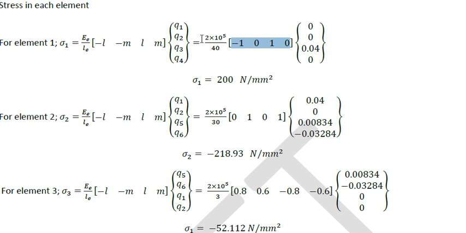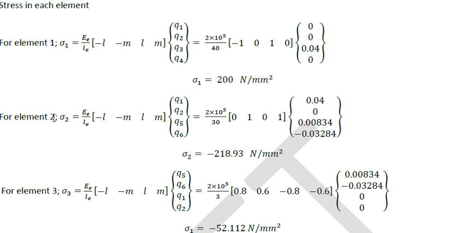So what are the degrees of freedom of element 1? They are 1, 2, 3, 4. That is why we have to take Q1, Q2, Q3, Q4, as it is. After calculation we will get a matrix, and after solving the matrix, we will get sigma as 200 Newton per millimeter square.